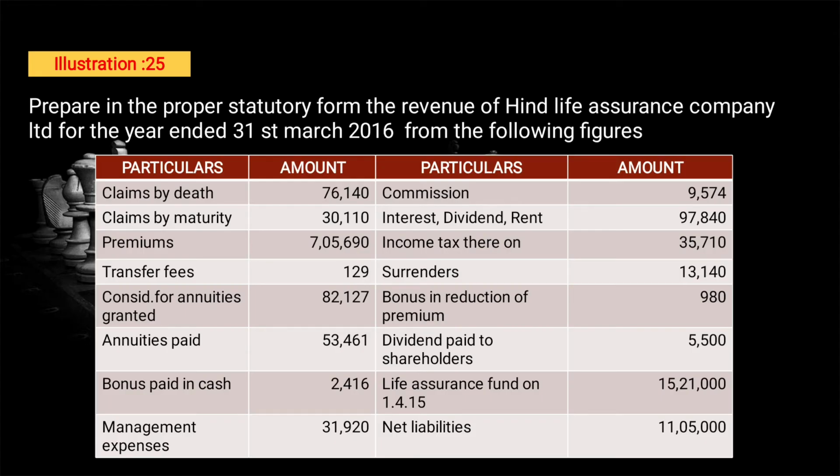Here you can find the illustration, a question which is given to work out the sums. They have given a lot of transactions. This we have to transfer to the schedules. First we want to prepare the schedule and only then we can go to the format. So for example, here premium they have given. So this premium must be written on the schedule number 1. And then this claims by maturity, claims by death they have given. These things we have to transfer to the schedule number 4, that is benefit paid. So these things we are going to see.